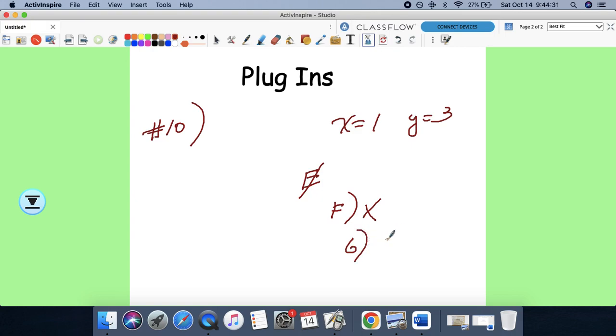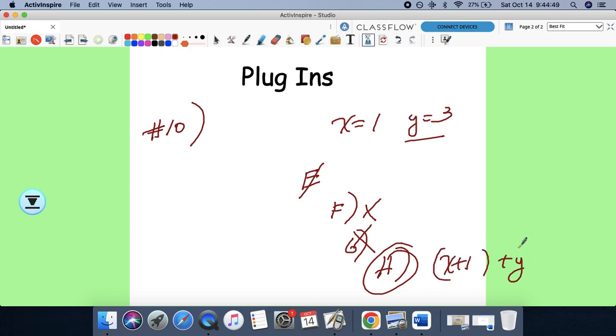G, if you look at G, is x plus 1. So 1 plus 1 is 2 times 3 is 6. That doesn't work as well. Let's look at H. H says, well, if x is 1, 1 plus 1 is 2, plus an odd number, 3, that gives us 5. So the only one that works is H, x plus 1 plus y.